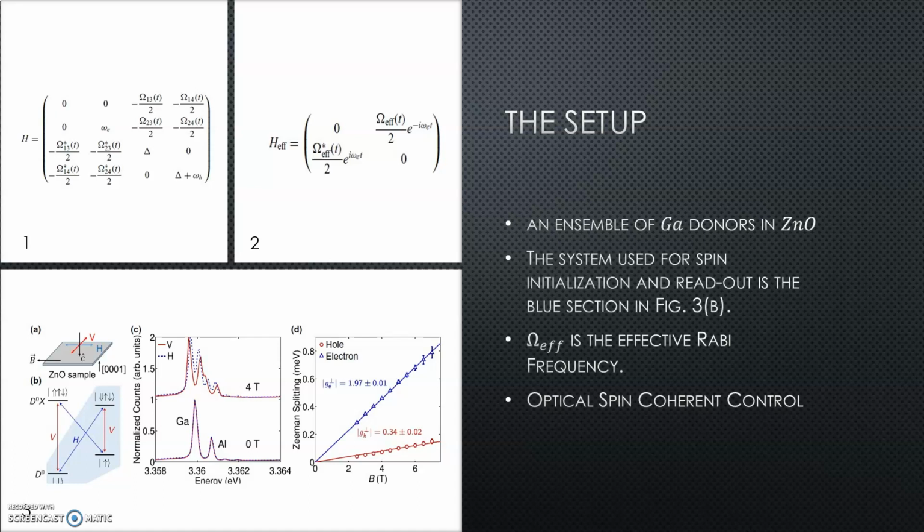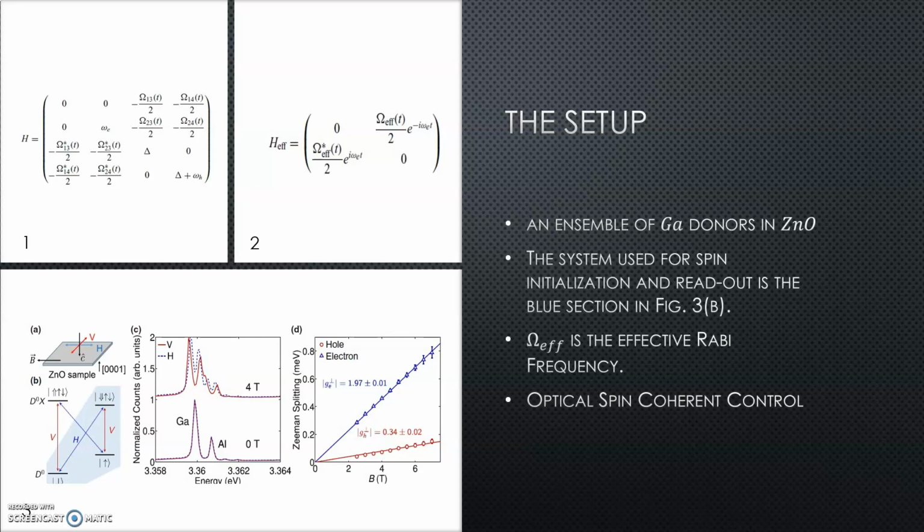The D0X states in ZnO exhibit a short radiative lifetime of approximately 1 nanosecond and a Huang-Rhys parameter of less than 0.1, which indicate high radiative efficiency in the zero phonon line. The Zeeman splitting for the hole and electron can be seen in figure 3D, and the g factor of the electrons and holes is also calculated and mentioned.